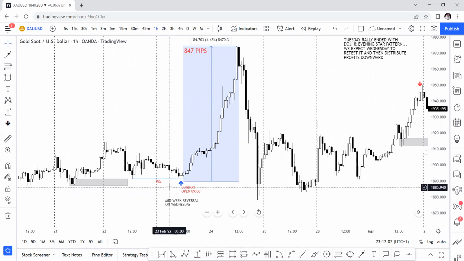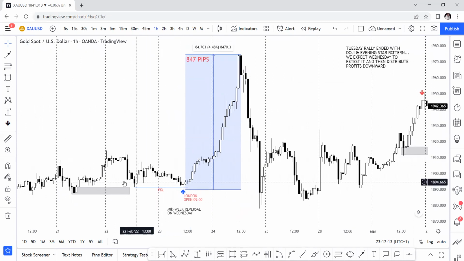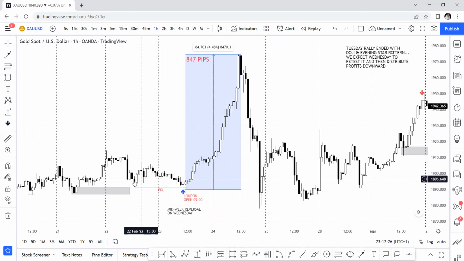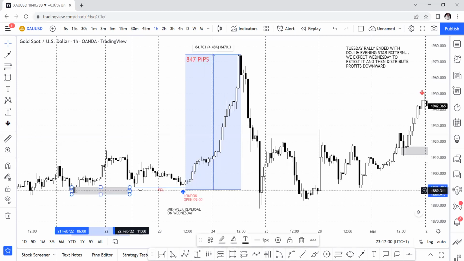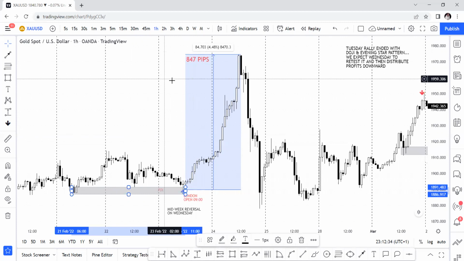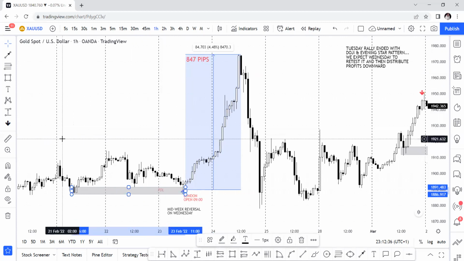This is on the last Wednesday of February, which is 23rd. You have here, this is accumulation. This is manipulation. At 9 a.m., 10 a.m., we have a stop hunt there, which raided this previous day low, falls into this demand zone. Then we see a push higher to almost about 847 pips.